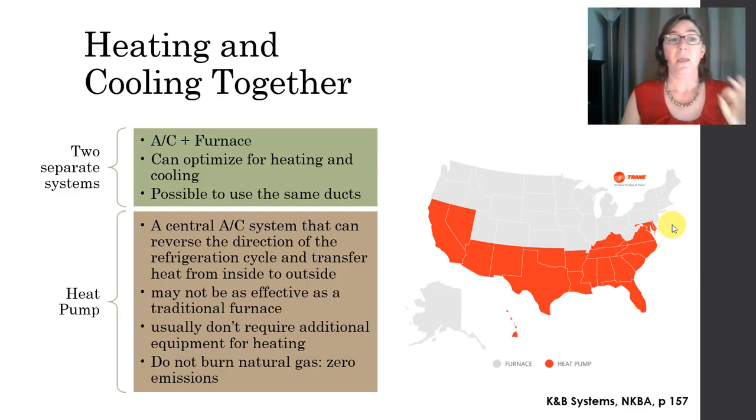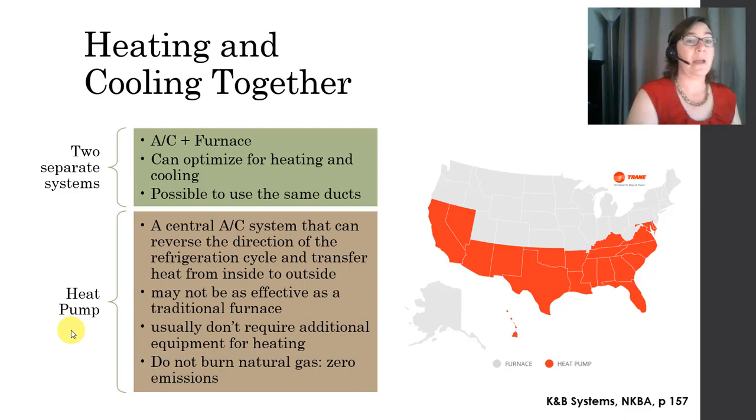A heat pump is the other option right here. A heat pump is going to be a central air conditioning system that can reverse the direction of the refrigeration cycle. The refrigeration cycle works equally well both ways, right? So your heat pump will reverse the refrigeration cycle and transfer heat from the outside to the inside.